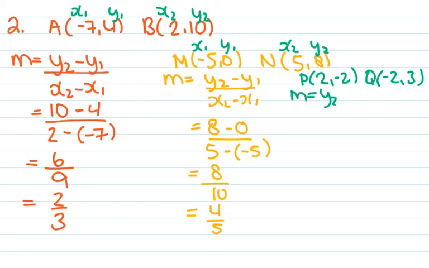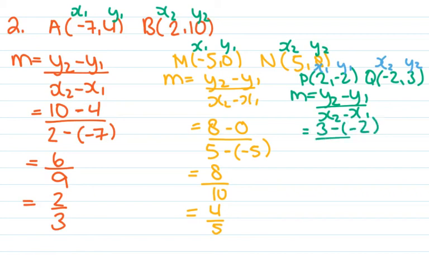Slope equals y2 minus y1 over x2 minus x1. We'll label those x1, y1, x2, y2. y2 is 3 minus y1, which is negative 2, divided by x2, which is negative 2, minus x1, which is 2. 3 minus negative 2 is 3 plus 2, which is 5, and negative 2 minus 2 is negative 4.